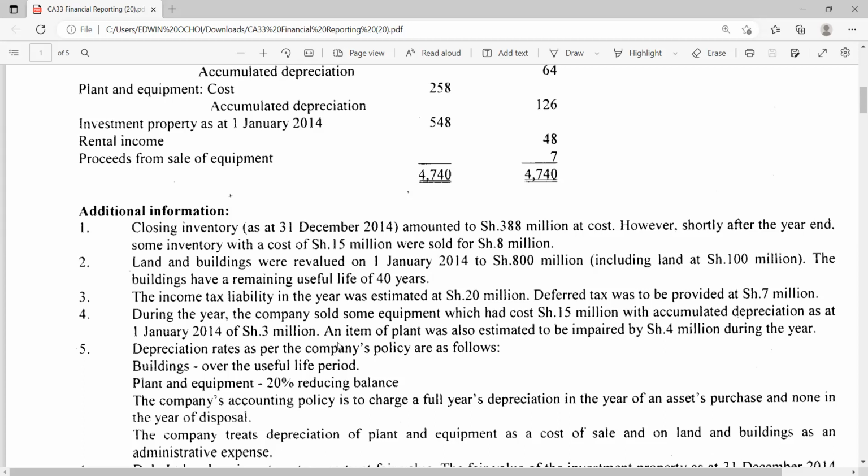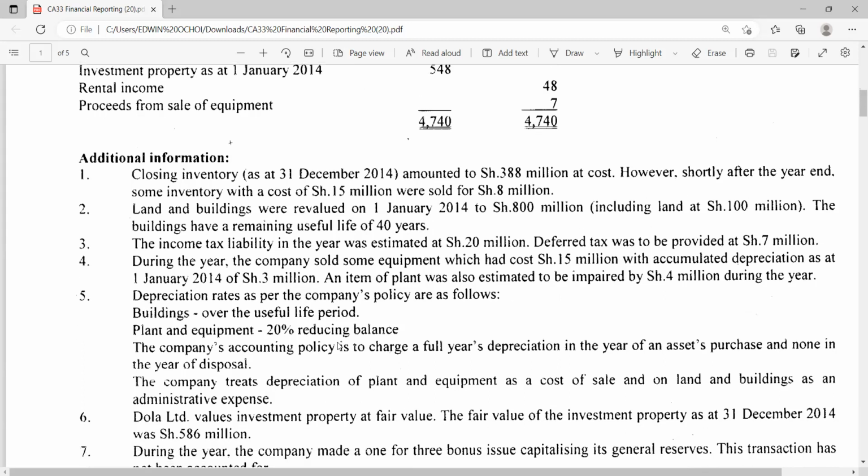The income tax liability in the year was estimated at shillings 20 million. Deferred tax was to be provided at 7 million. Number 4, during the year, the company sold some equipment which had cost shillings 15 million with accumulated depreciation as at 1st January 2014 of shillings 3 million. An item of plant was also estimated to be impaired by shillings 4 million during the year.